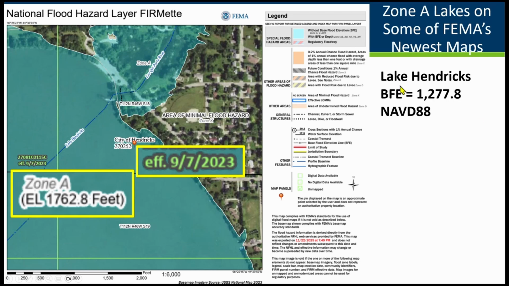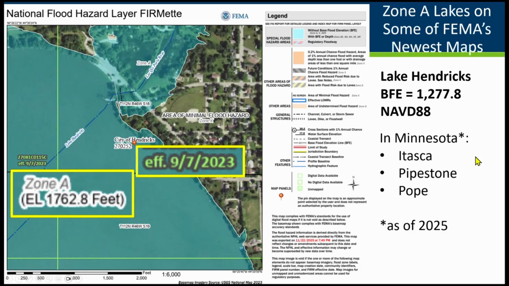And here we show that this lake, Lake Hendricks, is 1277.8. In Minnesota, we have a few different counties that have this feature right now, in Itasca, Pipestone, and Pope counties. And that list will grow as we get newer maps for other counties.